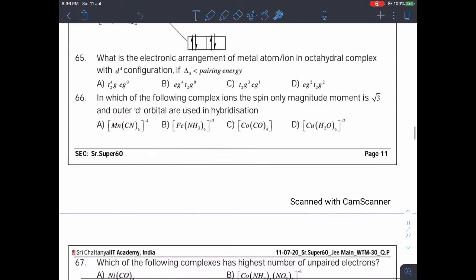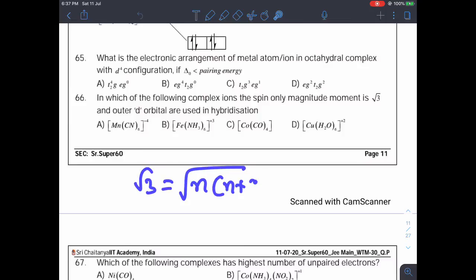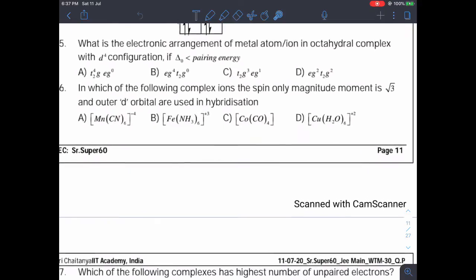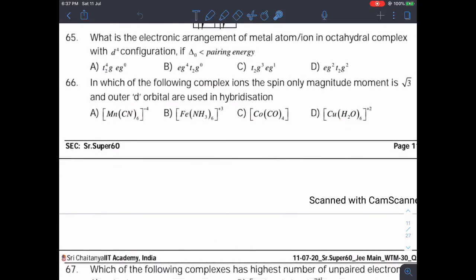Now moving to question number 66. In which of the following complex ions is the spin-only magnetic moment √3? √3 means the number of unpaired electrons will be 1, because magnetic moment is equal to √(n(n+2)). If you solve it, n(n+2) equals 3. Put n equal to 1, you get 3 into 1, equal to 3. So that means 1 unpaired electron should be there. In which case we have 1 unpaired electron, that's what we have to figure out.